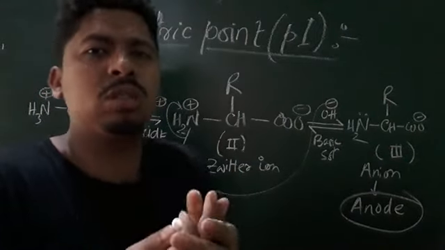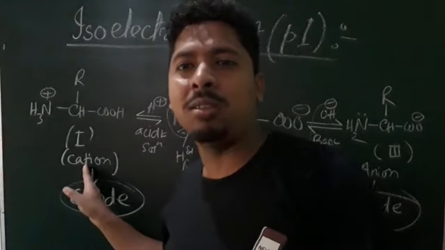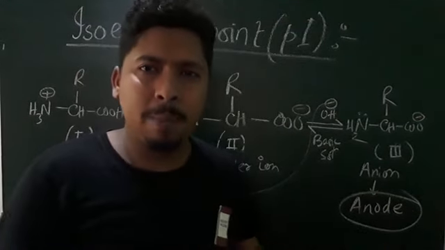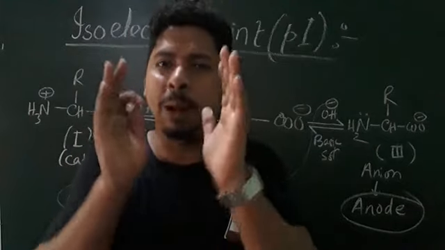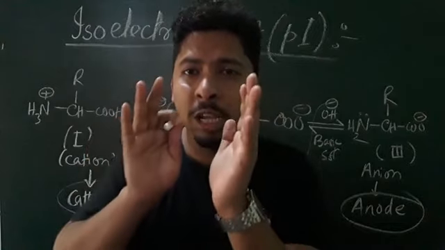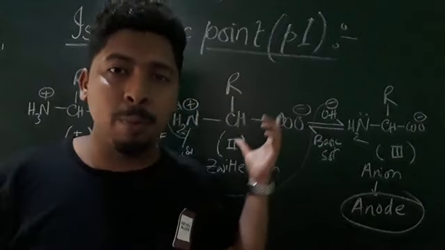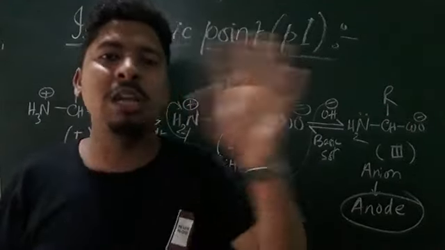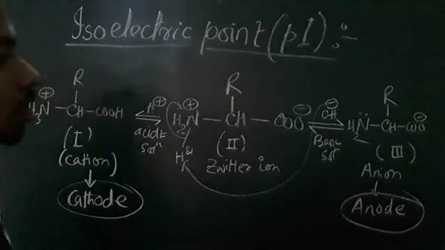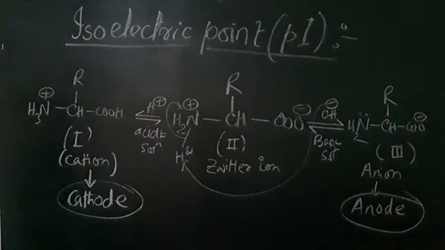And after that, if we use electric field, if we use cathode and anode, it has been observed that this cation will migrate towards cathode, the negative electrode, and this anion will migrate towards anode, the positive electrode. But at a particular pH, ऐसा देखा गया कि एक particular pH है, जिस pH में this dipolar ion will not migrate towards either cathode or anode. This particular pH at which this dipolar ion does not migrate towards any of the electrodes, cathode or anode, is called isoelectric point. So this is all about this isoelectric point. So you can take the screenshot from here.